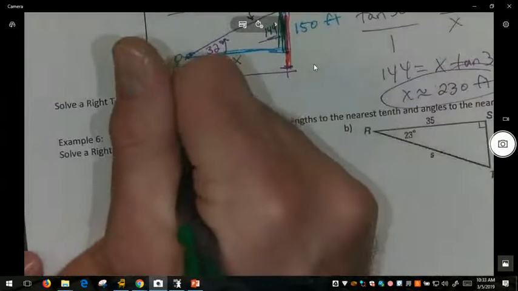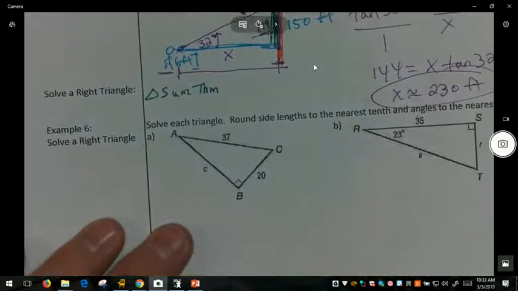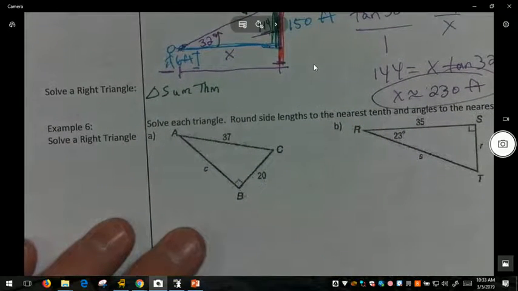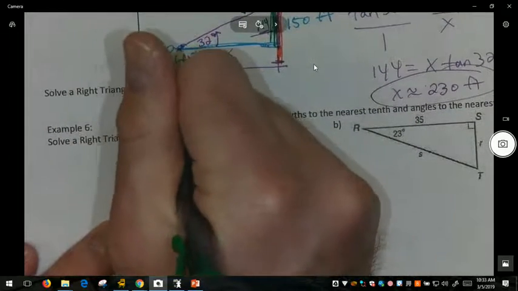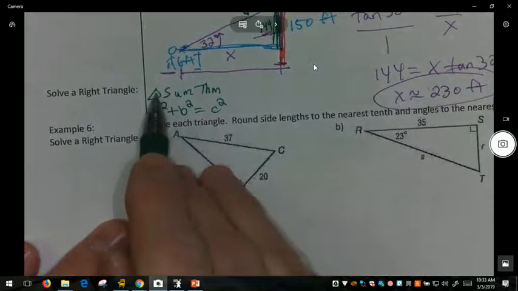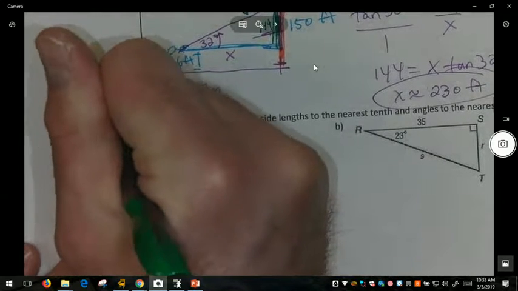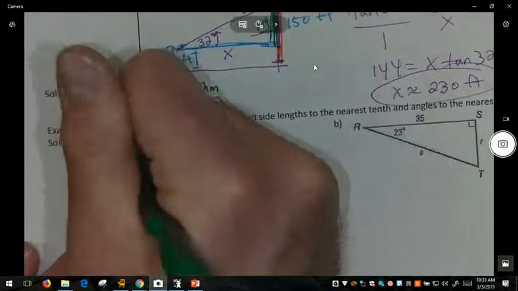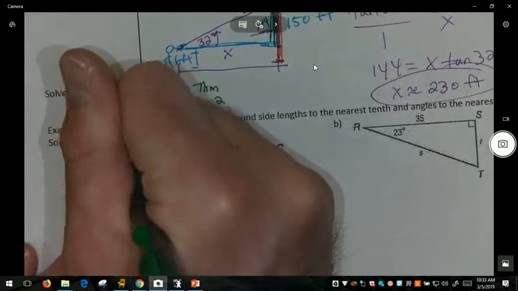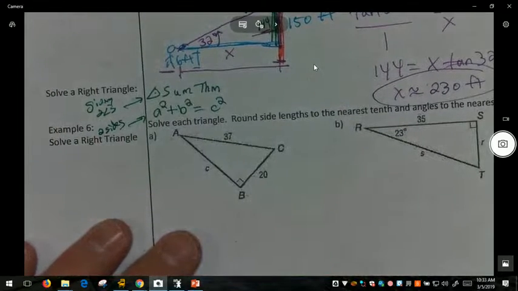Solving a right triangle, you all should know the triangle sum theorem, which says that if you already have two angles, you can find the third angle by subtracting the other two from 180. You should all know Pythagorean's theorem, a squared plus b squared equals c squared. If I give you two angles, you can use the triangle sum theorem. If I give you two sides, you can use Pythagorean's theorem.